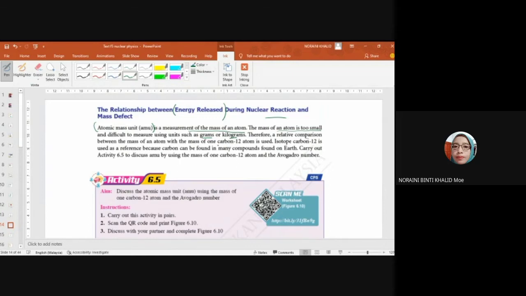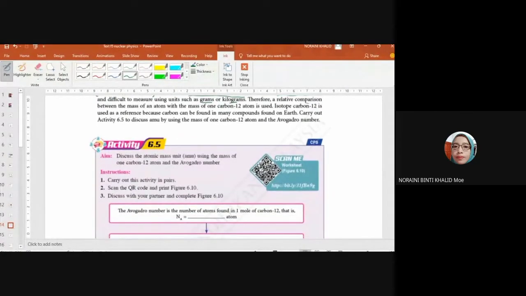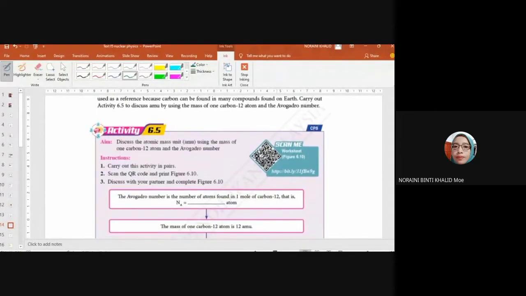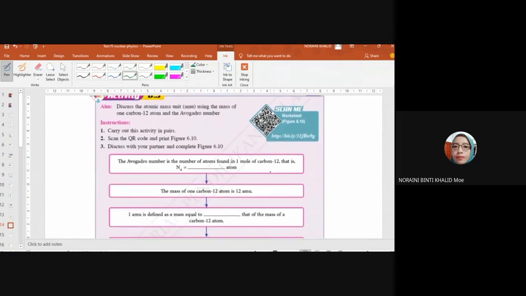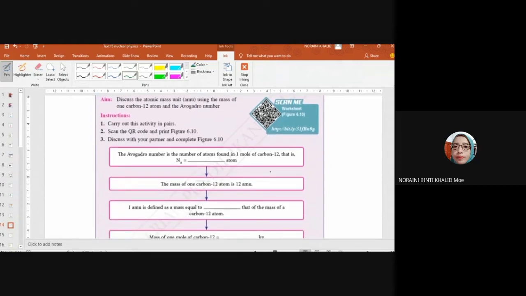Okay, so now we can carry out this activity to determine the Avogadro number also. You can print out the worksheet here and try to answer. The Avogadro number is the number of atoms found in 1 mole of carbon-12. What is this Avogadro number?